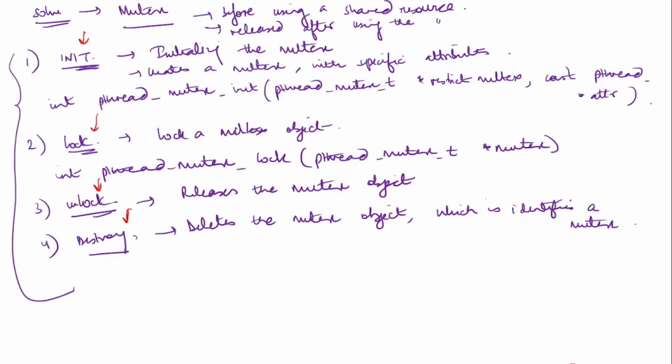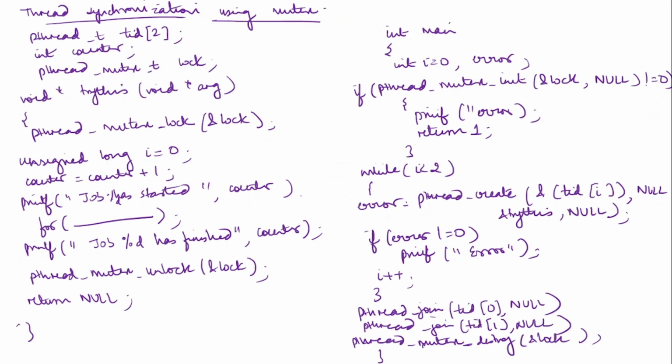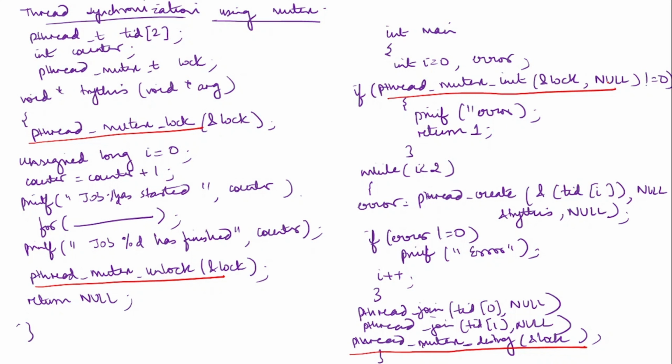Now the concept is, when I talk about thread synchronization with the mutex, I will be using all the 4 functions in this case. So let me just highlight it. First one, second, third one, and the fourth one. So these are the 4 functions which I am using when I talk about thread synchronization using mutex.